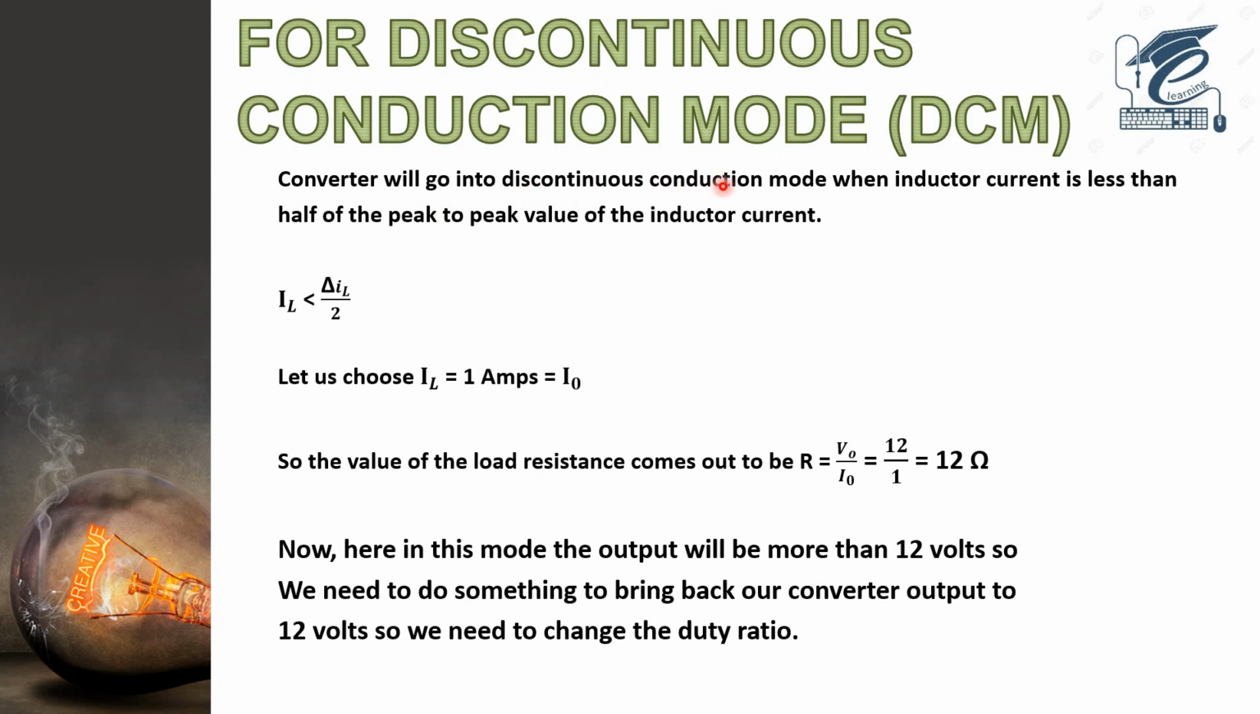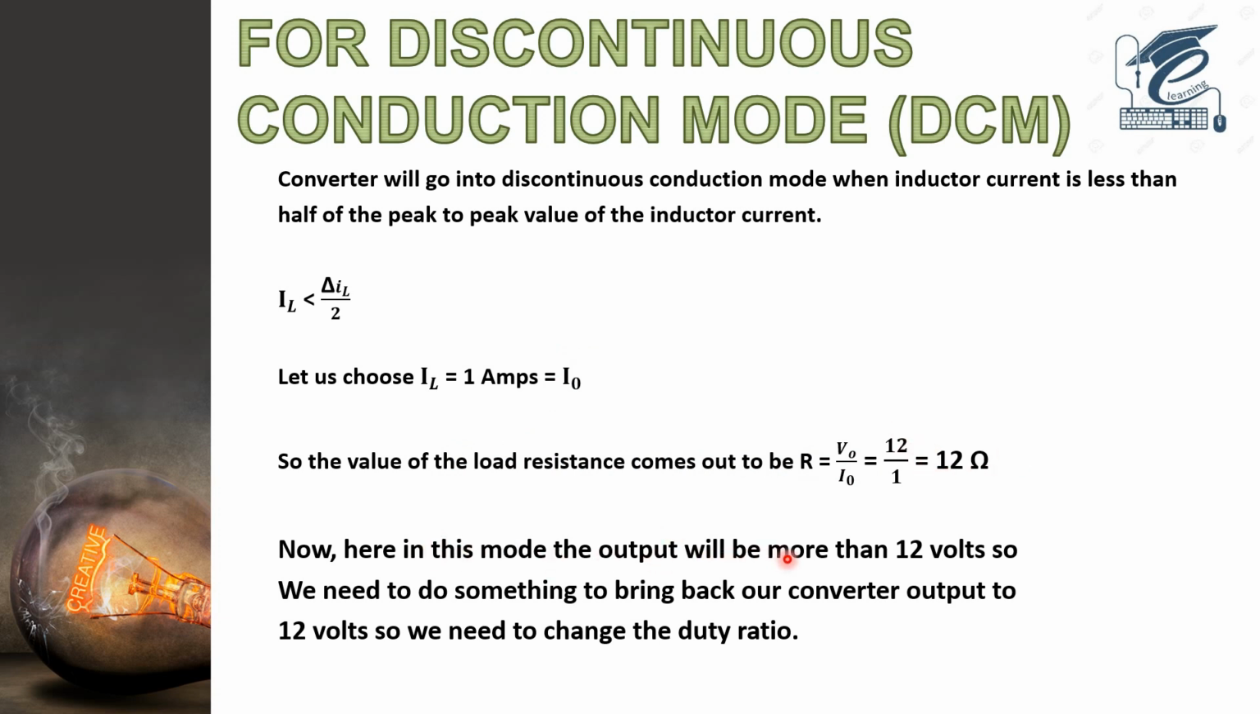Now discontinuous conduction mode, that is DCM. The converter will go into DCM when the inductor current is less than half of the peak to peak value of the inductor current, that is IL less than delta IL by 2. For this case, let us choose IL equal to 1 amp, which is also equal to the load current. So the value of the load resistance comes out to be 12 ohms.